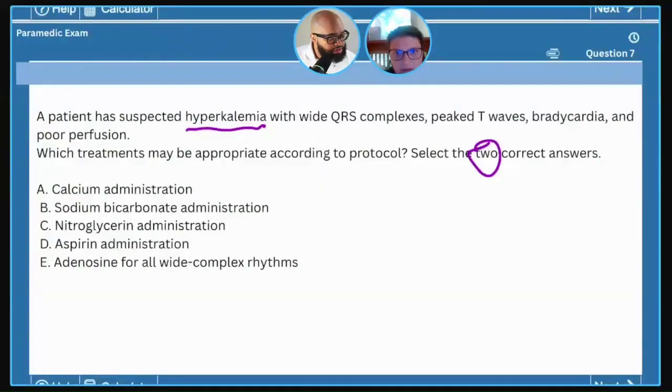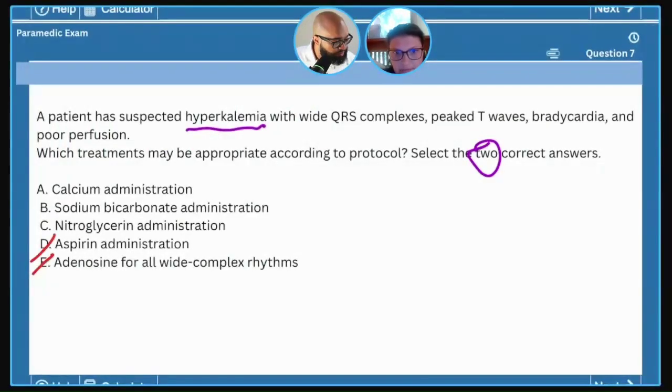Which treatments may be appropriate according to protocol? Select the two correct answers. Okay, so it's a two-part. A patient has suspected hyperkalemia with wide QRS complexes. Okay. So we got peaked T wave hyperkalemia. Give me two treatments for hyperkalemia from this list. Let's start at the bottom.